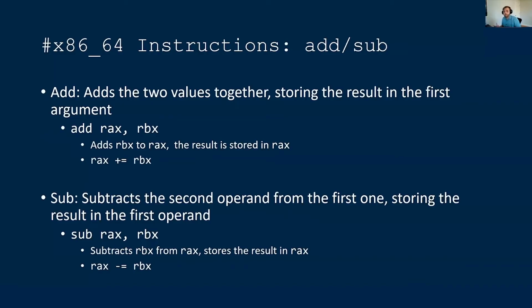And those of you that are familiar with C or have written some code before, this pseudo code here represents what this does. And as you might have guessed, subtract works in a very similar way, except we subtract the value in the second operand from the first one, and we store the result in the first operand. So these are two more arithmetic instructions that can be run and that you'll see.